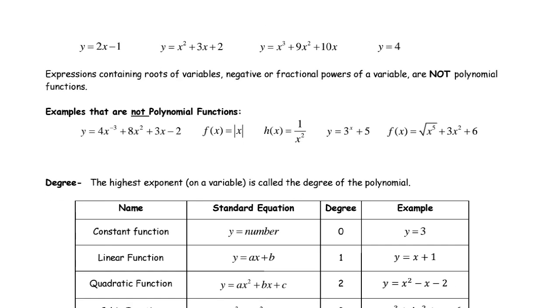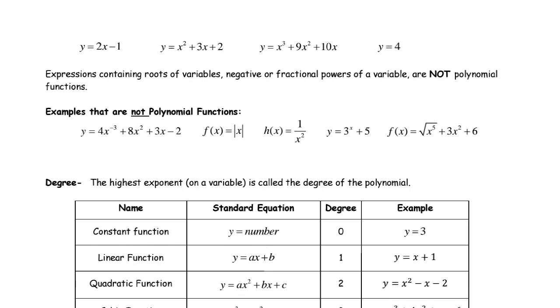And so notice you've got the linear, the 2x minus 1, then you've got a quadratic, x squared plus 3x plus 2, cubic x cubed plus 9x squared plus 10x. Notice that the exponents on the x are always nice natural numbers, okay? Actually, I probably should say whole numbers because you could include 0 in that.